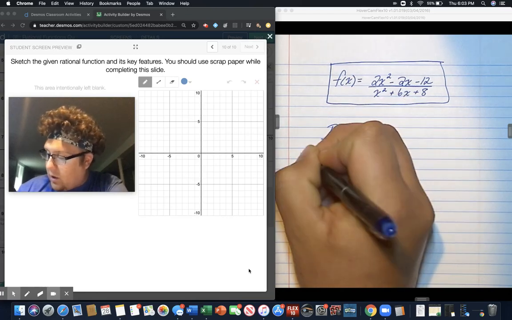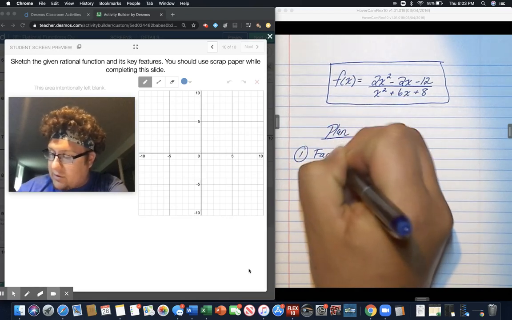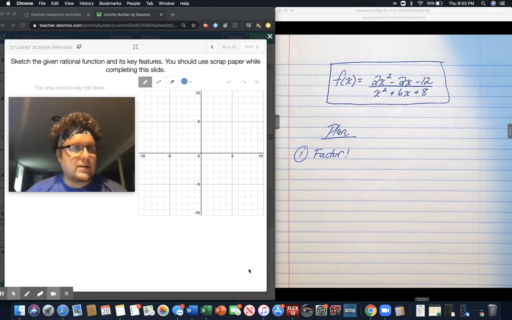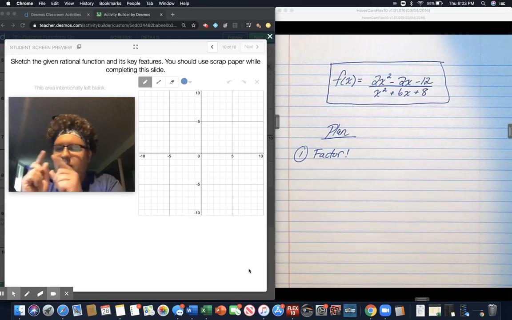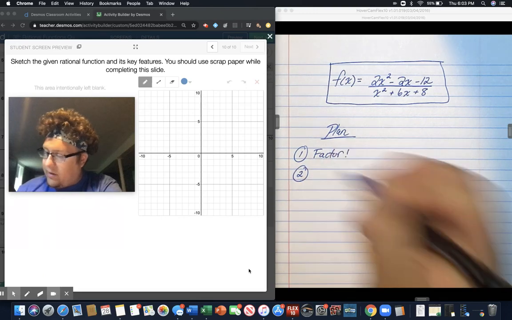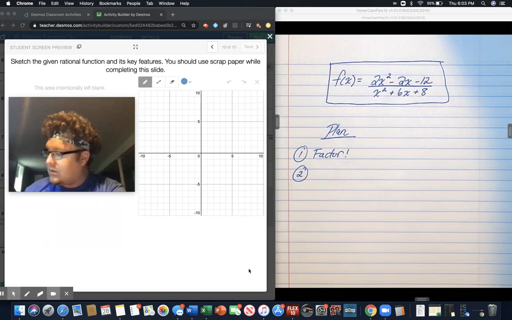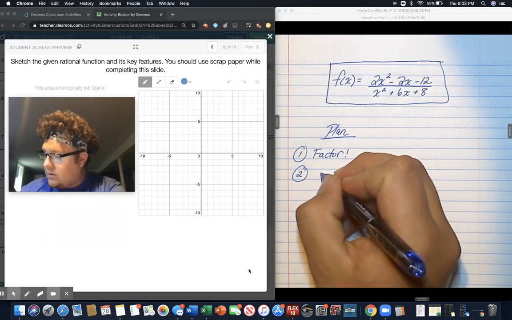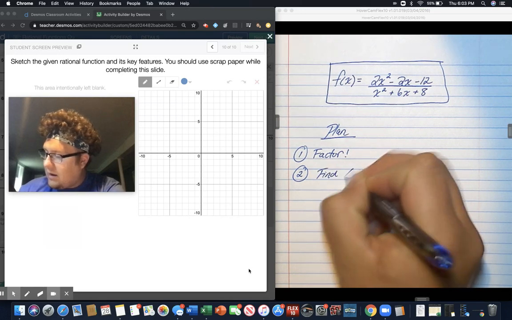So my plan always starts with step one, which is factor. We have to factor it. We have to see which little individual components make up the numerator and the denominator, because once we factor, then we can start doing some of the real math behind rational equations. So after we factor, we're going to find any asymptotes.